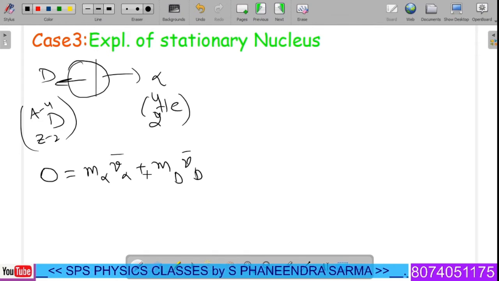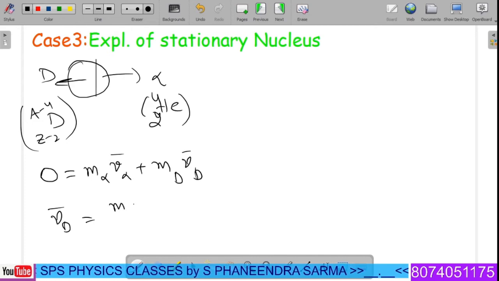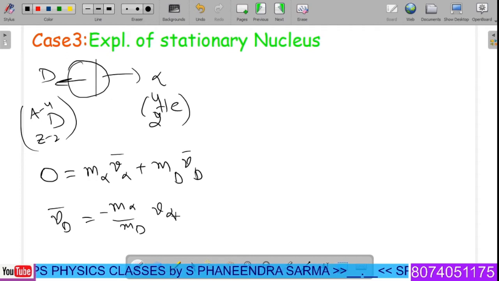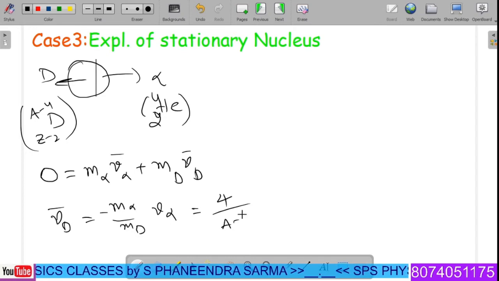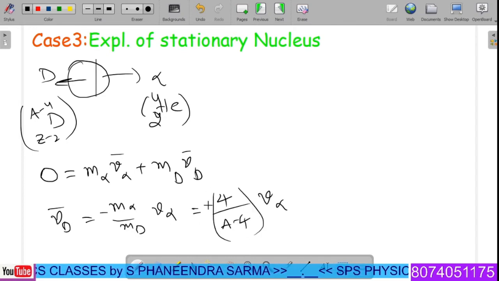As velocities are vectors, they are represented with bars. Now I need the recoiling velocity Vd bar. So Vd bar is equal to minus m alpha by md into v alpha. Mass is proportional to the number of nucleons inside the nucleus. The number of nucleons in the alpha particle is 4, and the number of nucleons in the daughter nucleus is A minus 4, into v alpha. So this is the velocity of the daughter nucleus.